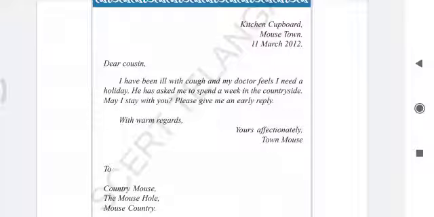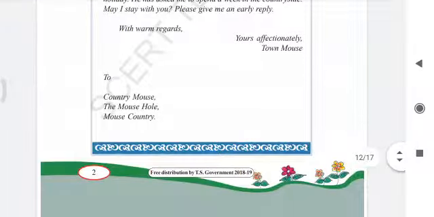So the town mouse is saying that he is not well, and his doctor advised him to go and stay in the countryside. Country here means it is almost a village. The doctor advised this town mouse to go and stay on the village side for a few days. So now this cousin is asking the country mouse permission to come to the village side. With warm regards, your affectionate town mouse. So you have two addresses also, to country mouse, the mouse hole, mouse country.